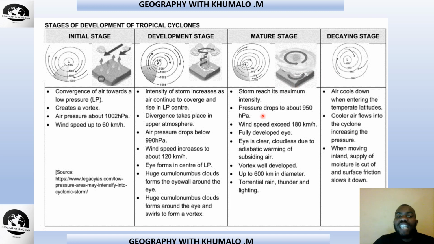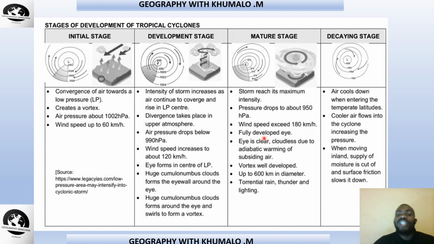The mature stage is where the storm reaches its maximum intensity. Now it becomes very strong, and the pressure drops to what? To 950. So it has dropped further from 1,000 hectopascals. So the pressure is now at 950 hectopascals. And our wind speed becomes very strong, exceeding 180 kilometers per hour.